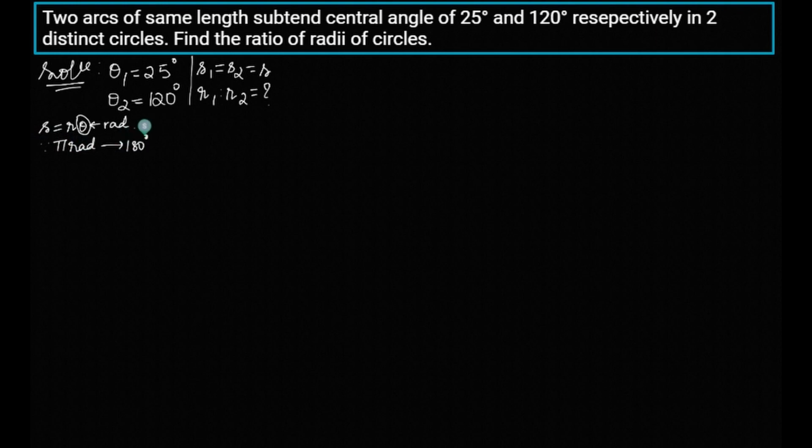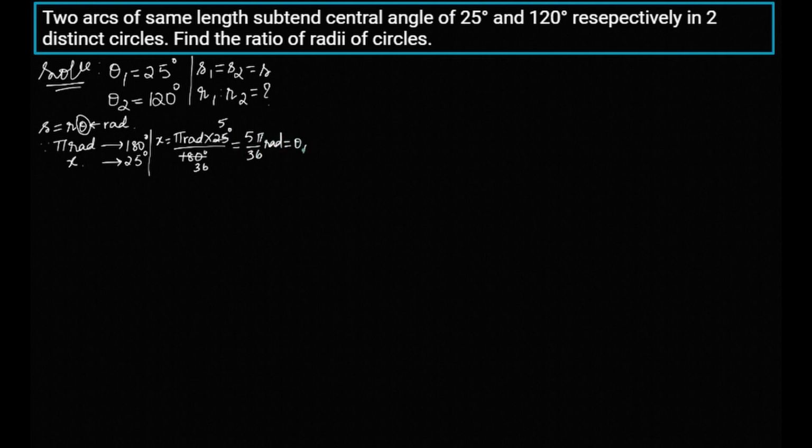So how much is 25 degrees in radians? Let this be x. When we cross multiply this, we get x is equal to pi radians into 25 degrees divided by 180 degrees. So 5 into 5 is 25, 5 into 36 is 180. So we get 5 pi by 36 radians, which is equal to theta 1.